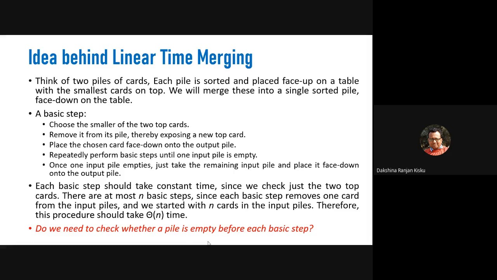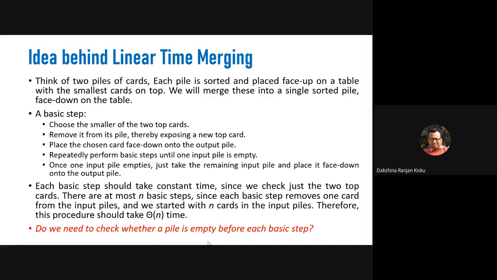Now we can think about two piles of cards. Each pile is sorted and placed face up on a table with the smallest card, or we can say the smallest element, on the top. Now we will perform the merge operation, and this merge operation will give us a single sorted sequence. This single sorted sequence will be placed face down on the table.